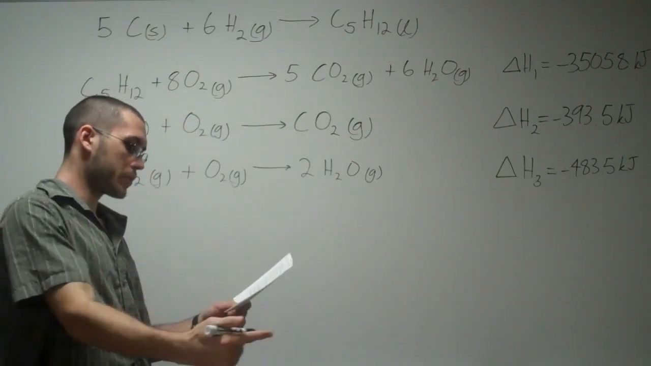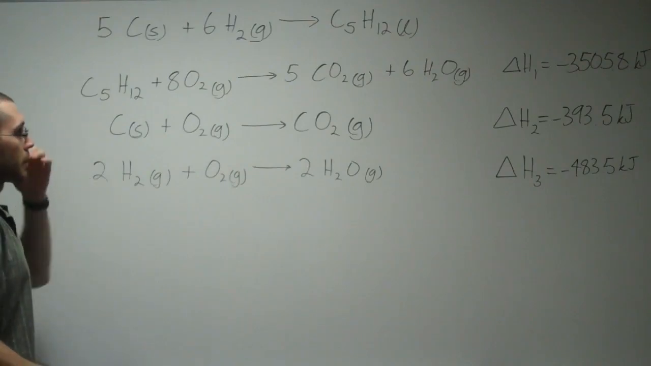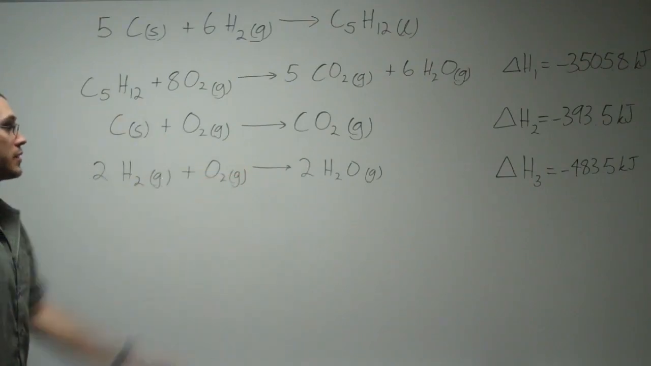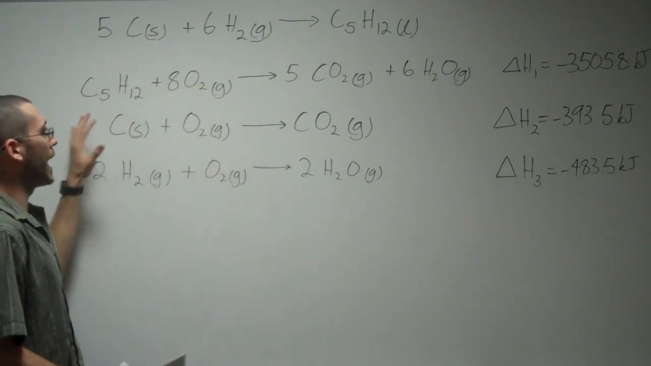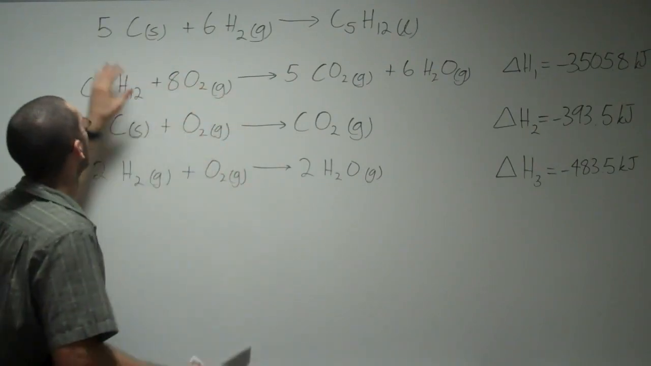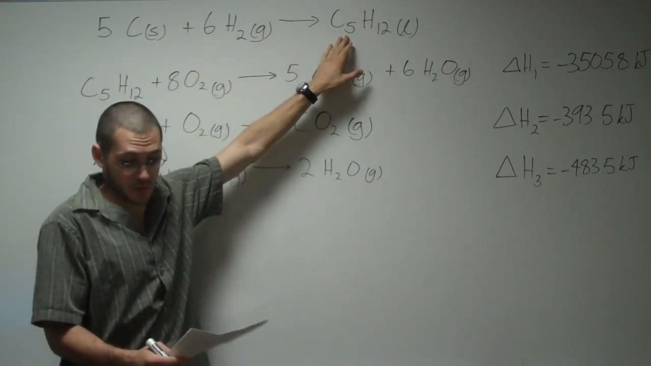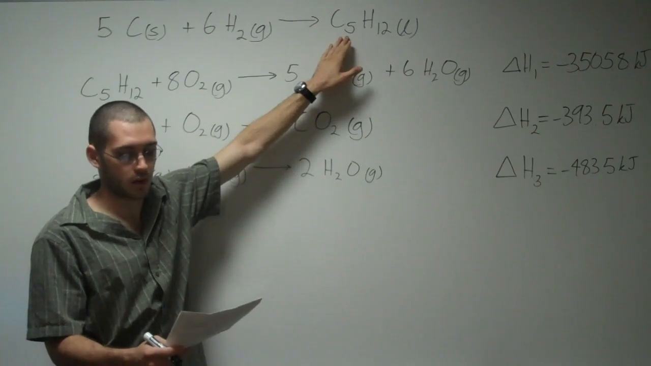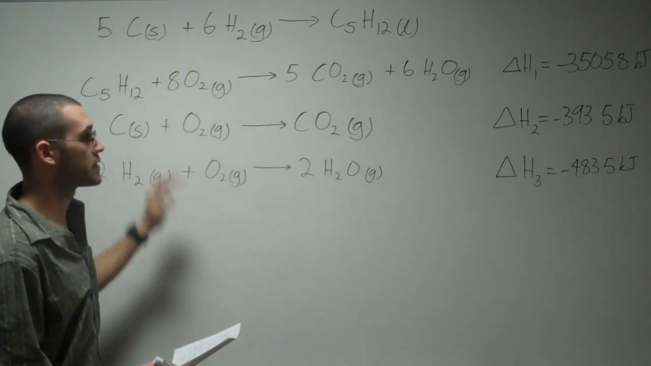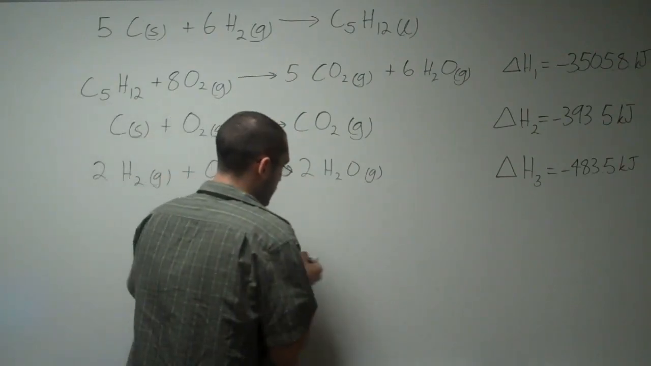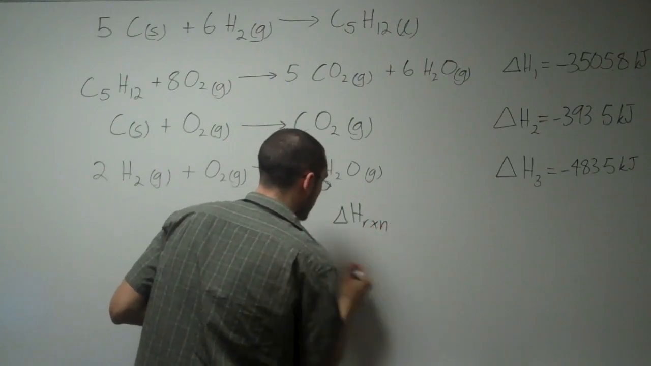What do we know, and what are we trying to find? We're given these three equations here. I'm not going to read them off. You can see them for yourselves. All of these have little bits and pieces of the overall reaction that we're trying to make. What are we trying to do here? We're trying to use Hess's law and these data to find the delta H of reaction.